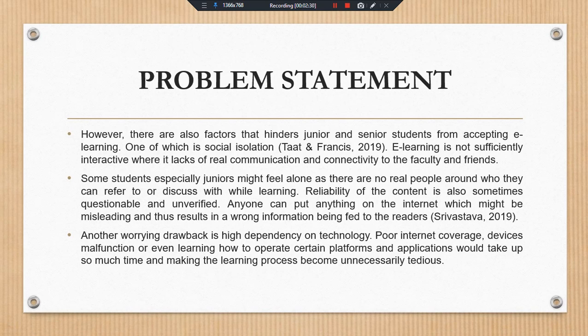Anyone can put anything on the internet, which might be misleading and therefore result in wrong information being fed to the readers. Another worrying drawback is high dependency on technology. Poor internet coverage, device malfunction, or even learning how to operate certain platforms and applications would take up so much time, making the learning process unnecessarily tedious.